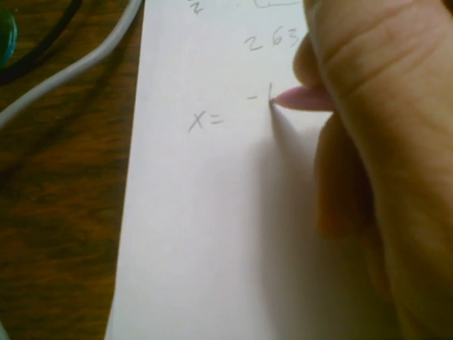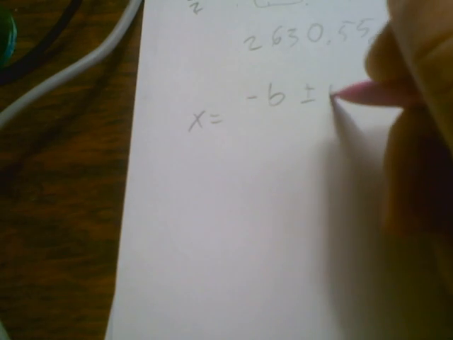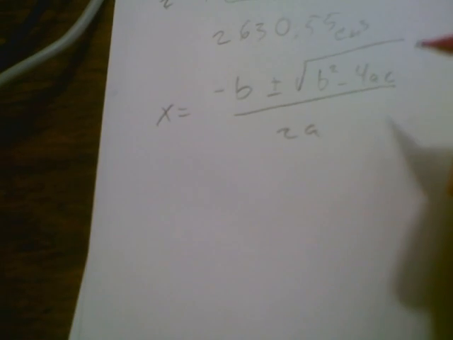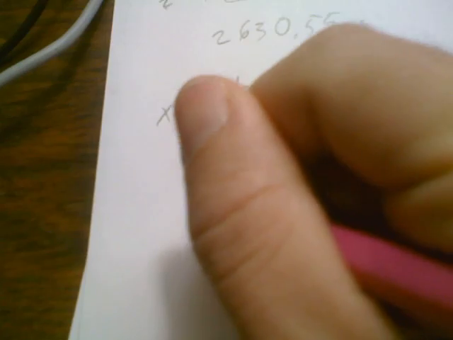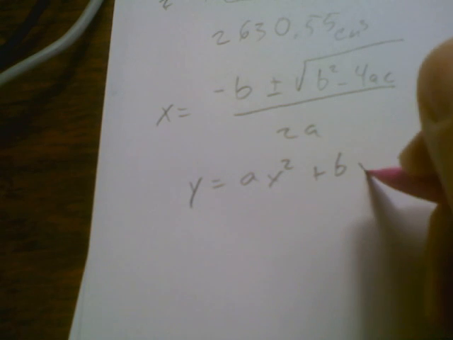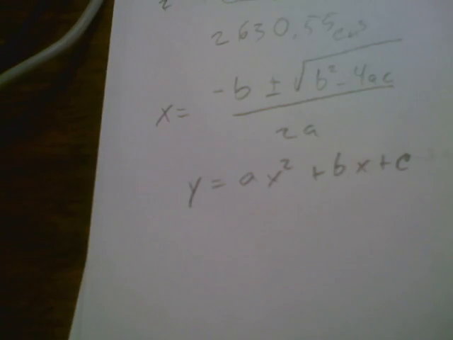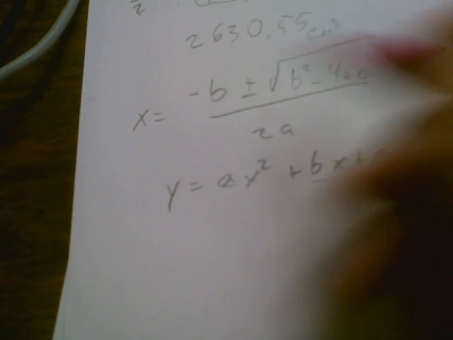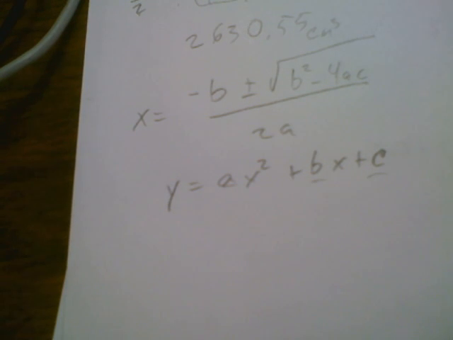It's x equals negative b plus or minus the square root of b squared minus 4ac, everything over 2a. And remember, y equals ax squared plus bx plus c. So we use these a, b, and c and just plug them in here.